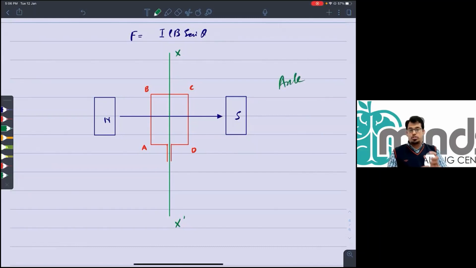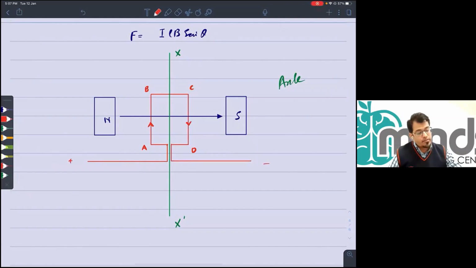For example, if this is the object and you fix it like this and you start rotating it, the line across which it will be rotating, let's say this line, will be known as axis of rotation, which is also known as axle. So what we have done, we have fixed this rectangular coil ABCD on an axle, which is XX dash. And then we connected this to a battery. The battery is connected in a manner that current is going like this, from A to B, and then from C to D, because this end is connected to the positive terminal of the battery, and this end is connected to the negative terminal.